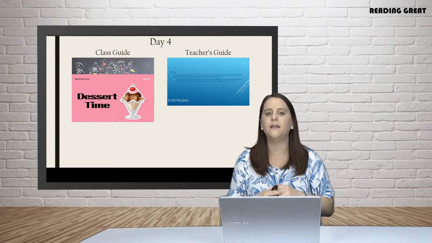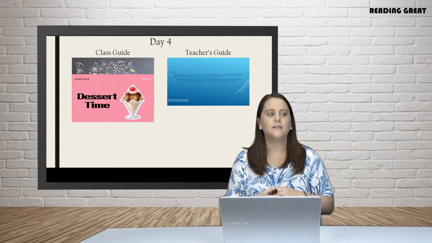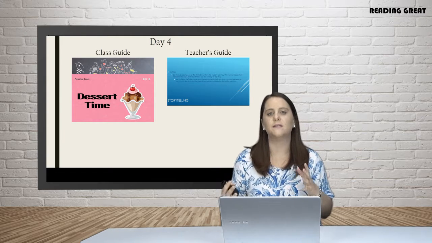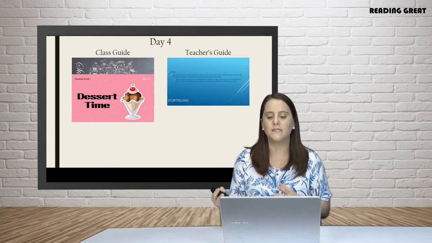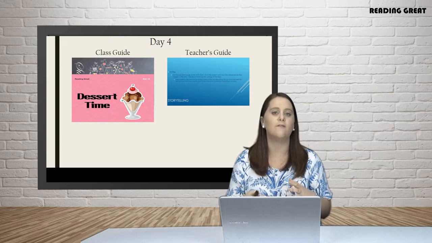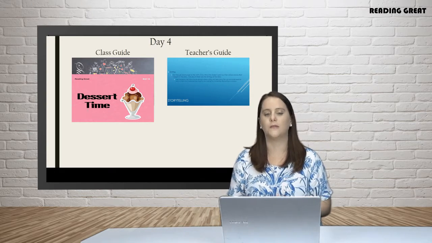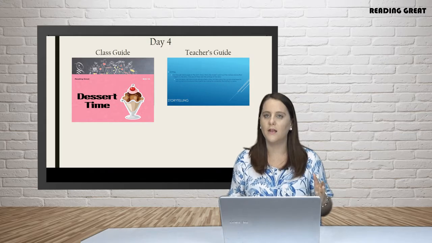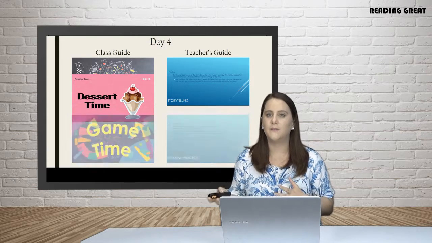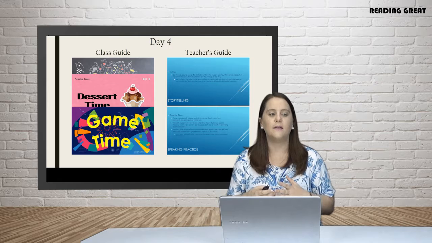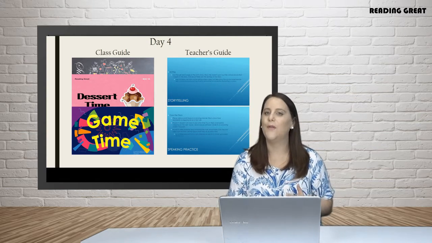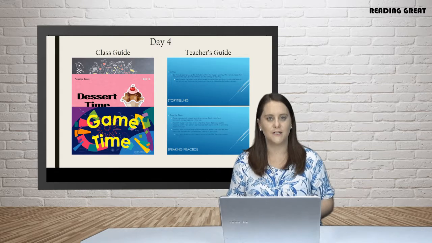Then also see if the students can name other settings they already know, places in storybooks or movies they're already familiar with, and see if they can recall where those stories take place. And then again, day 4 has a speaking practice. Like I've said before, if it finishes too quickly, play it again or have a backup activity.